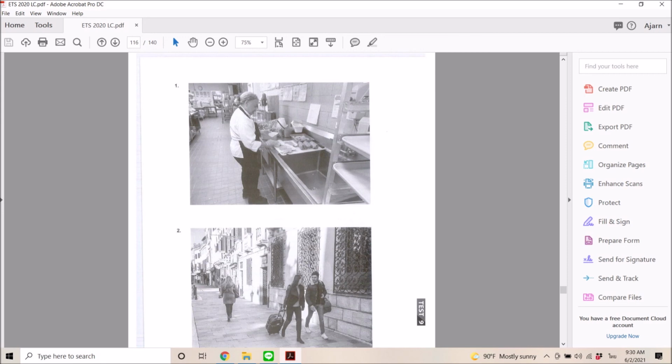Number 89. Where does the speaker work? Number 90. According to the speaker, what will happen this morning? Number 91. Why does the speaker need a volunteer?